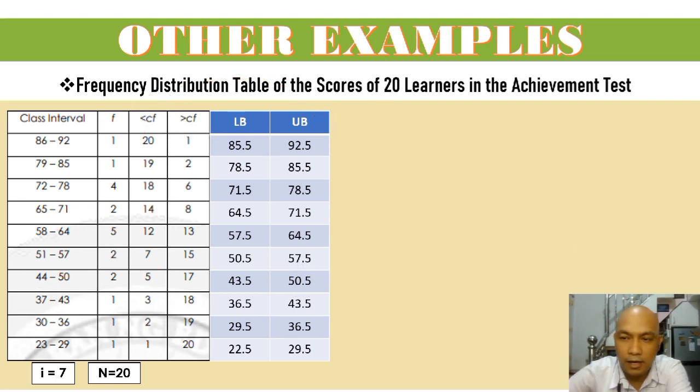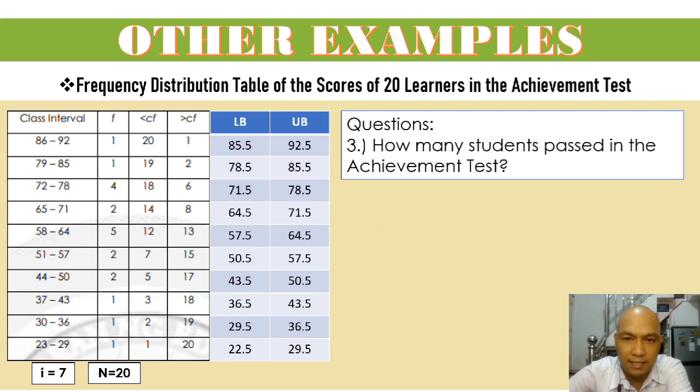And the next, how many students passed in the achievement test? So, let's analyze this first, then I will give you the easiest way. Of course, if they passed, it means greater than. Right? So, we said this is 51 and above, right? So, we are greater than or equal to 51, so it is 50.5. So, look here at LB, the lower boundary.